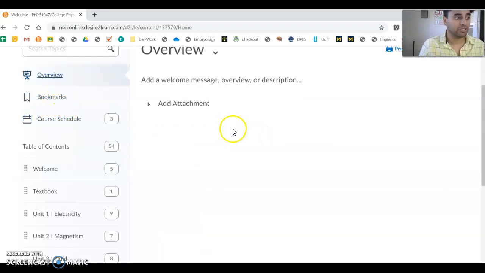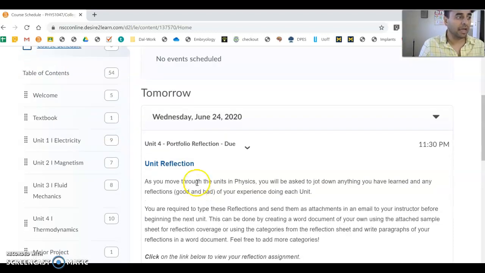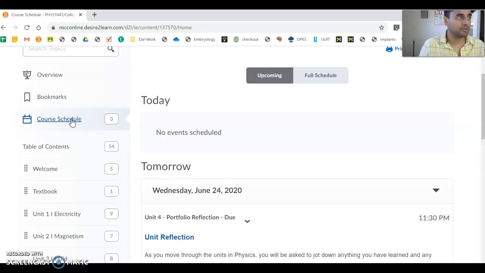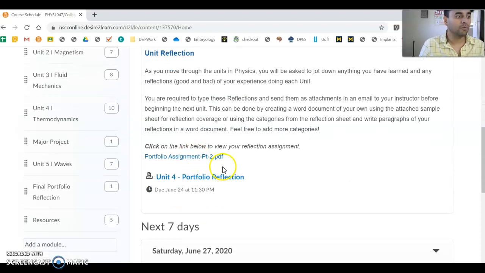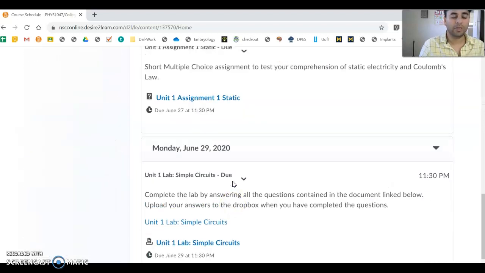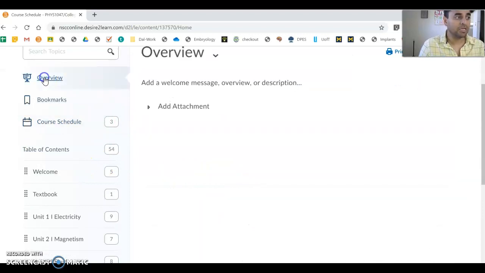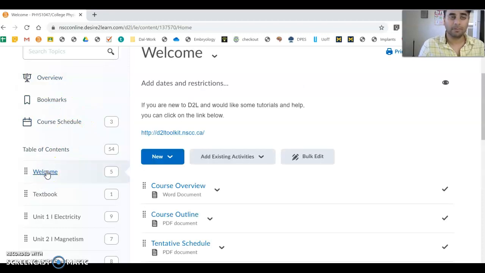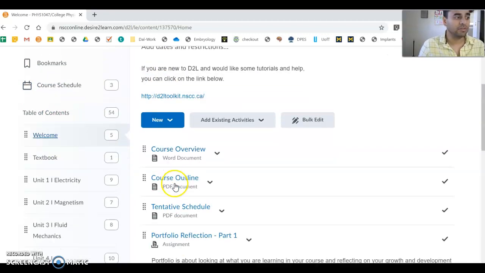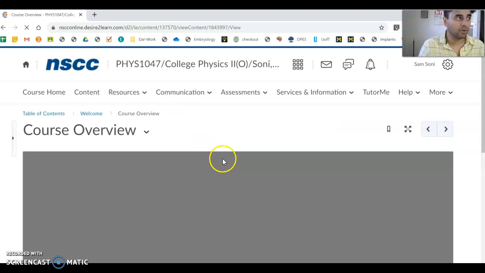My first job would be to look at the course schedule section. In this section, you will see all the things that are going to be due in the next 7 days or in the recent time. A very important place to start. Then my second favorite is the welcome section. In the welcome section, you will see the course overview, in which you can see what all will be covered in this course.